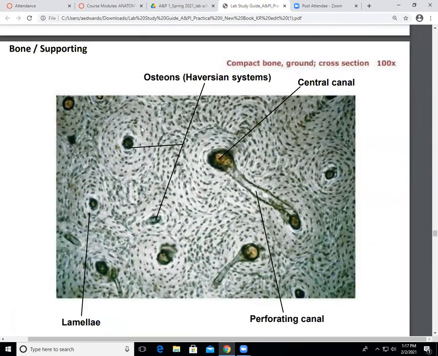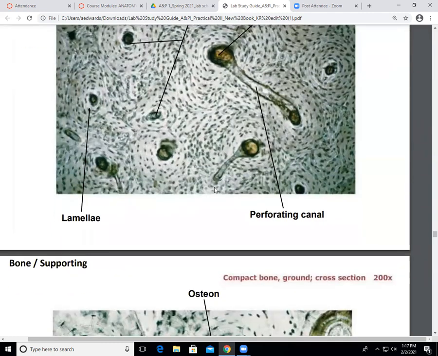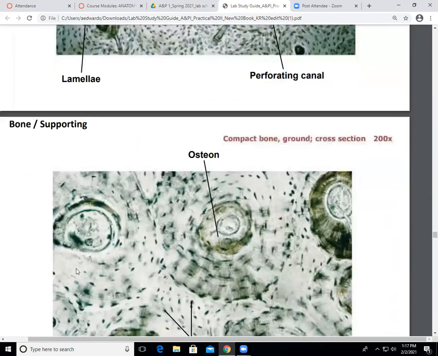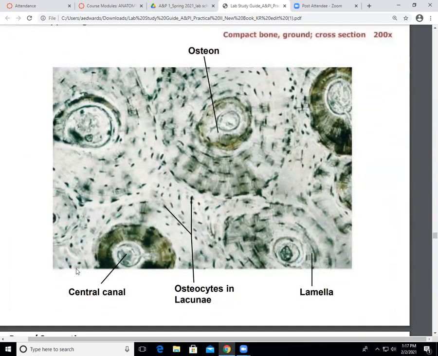All right, this is what it looks like on a slide. Here's an osteon, here's an osteon, here's an osteon, here's an osteon. All right, central canal, and then there's what we call a perforating canal that goes in between the central canals. And each ring around the tree, so to speak, each ring around the central canal is called a lamella, and then plural is lamellae. So there's an individual lamella, and multiple rings are lamellae.